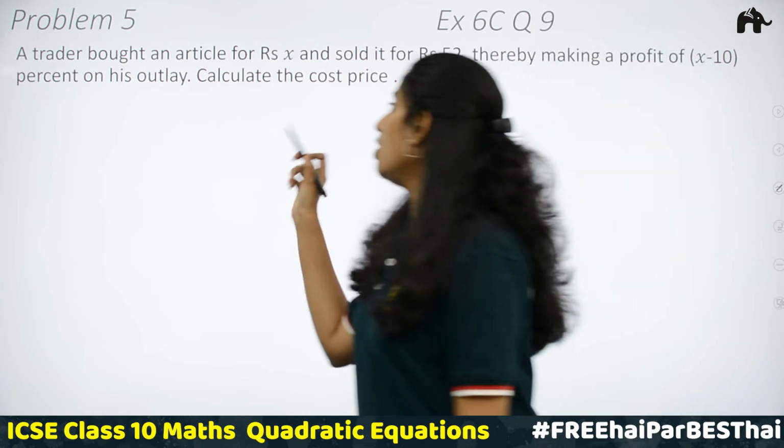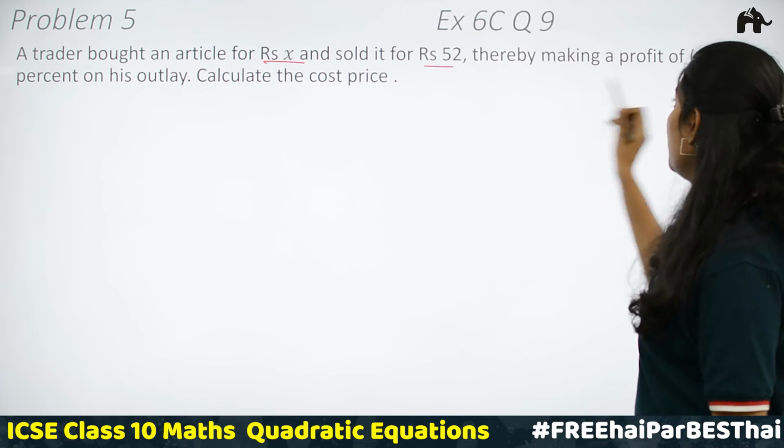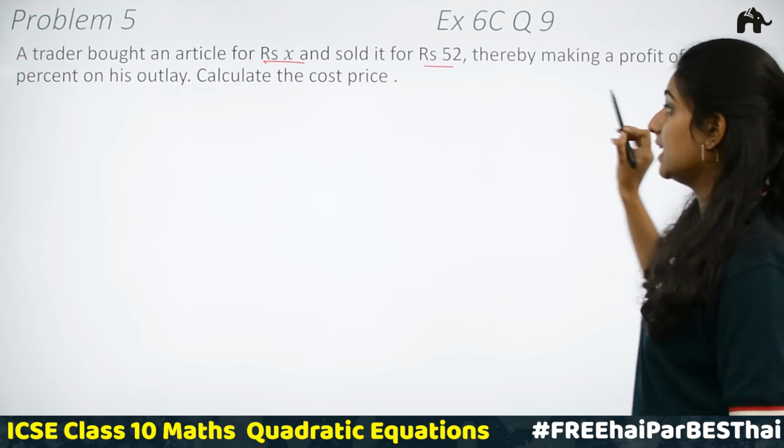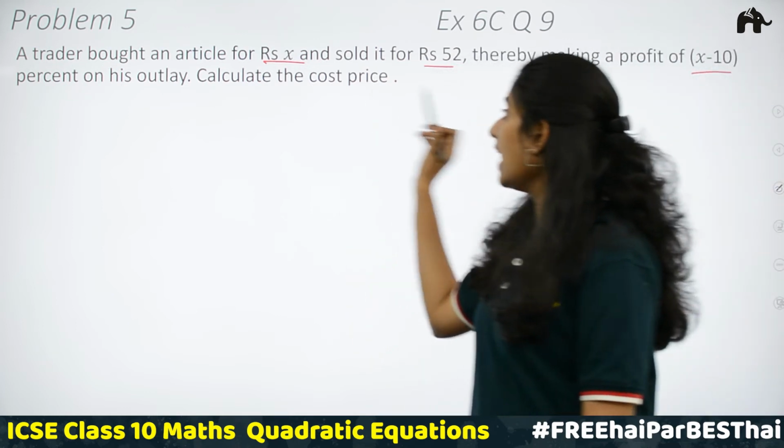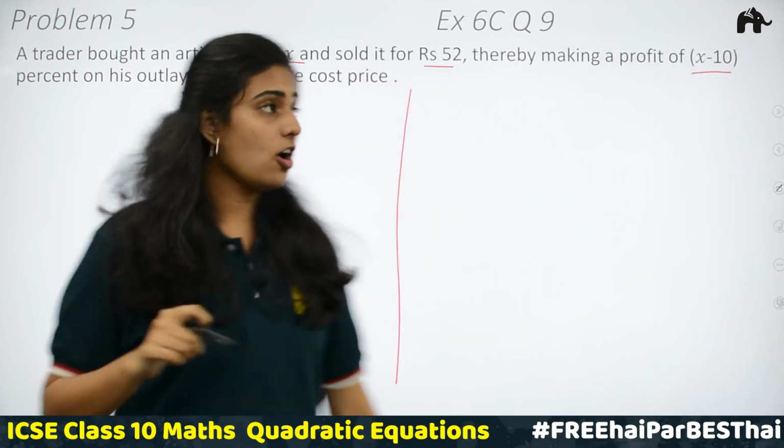Next, problem 5, question 9 of exercise 6C. A trader bought an article for rupees X and sold it for rupees 52, thereby making a profit of X minus 10% on his outlay. Calculate the cost price. Here in this question again we are going to calculate the cost price.